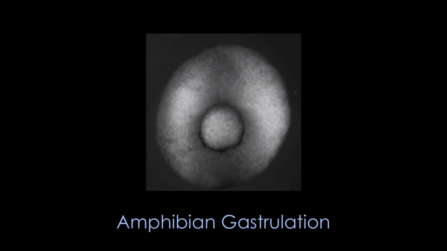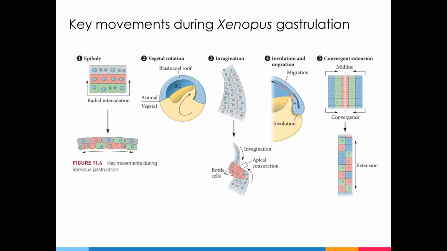Let's now take a look at the process of gastrulation in amphibians. The major types of movements that occur during amphibian gastrulation are summarized in this image. These include epibole, which is the thinning and the spreading of the animal cap cells over the vegetal hemisphere, and that's powered by proliferation of the cells and a process known as radial intercalation, which we'll discuss in a moment.